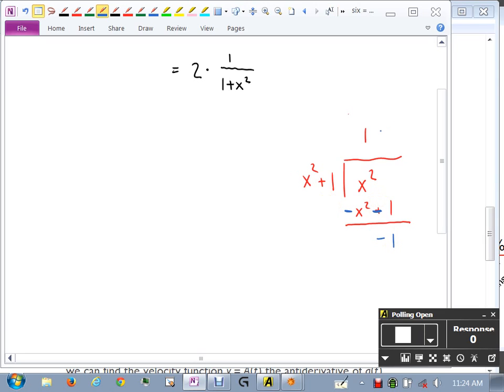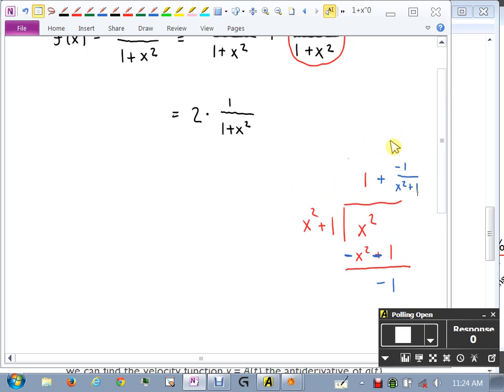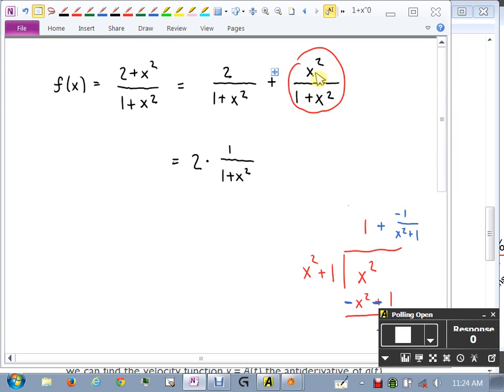So I'll write up here plus my remainder, negative 1 over x squared plus 1. That's the remainder over the divisor. So this expression here can replace this expression here. And then my question to you will be, can you do anything with that? All right. I'm going to do it this way: minus 1 over x squared plus 1.